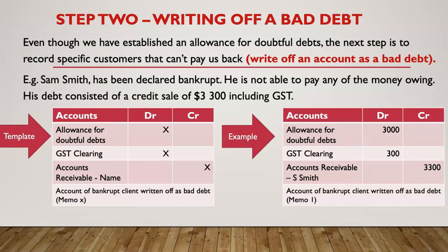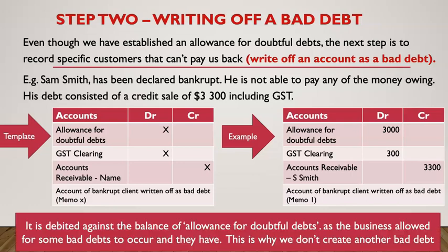So in this example, I would have an allowance for doubtful debts of $3,000, GST clearing of $300, and Sam Smith cannot pay us back the full amount that he owes us of $3,300. Accounts receivable S. Smith goes down by $3,300, being a credit because assets go down as a credit. GST was $300, which we will not need to pay to the government, so our liability goes down, debit. And allowance for doubtful debts, where you had a prediction, we've now removed part of that prediction, so our credit becomes a debit.